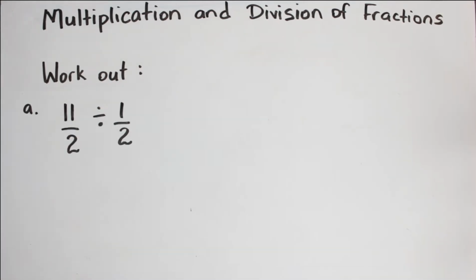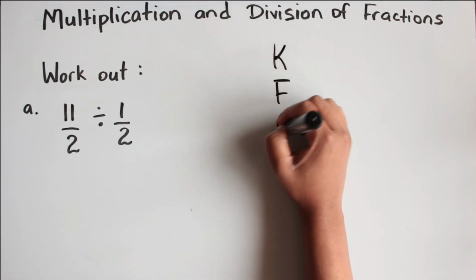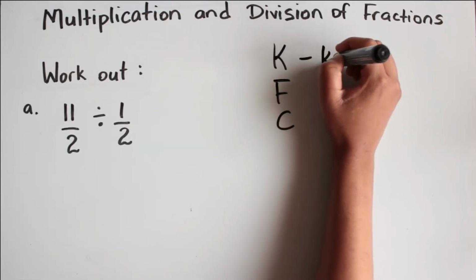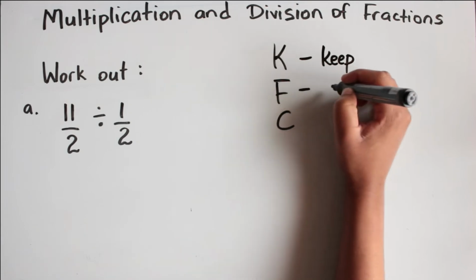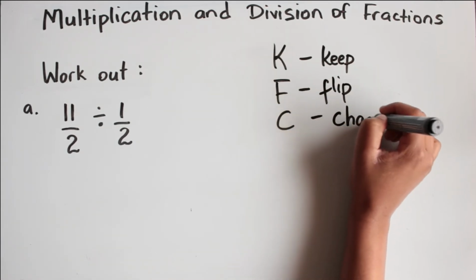We'll be looking at an example now involving division of fractions. For this example, we have 1 1/2 divided by 1/2. And I'll be introducing you to a very important little trick that I use to remember how to divide fractions. So that method is called KFC. The K stands for keep, the F stands for flip, and the C stands for change.